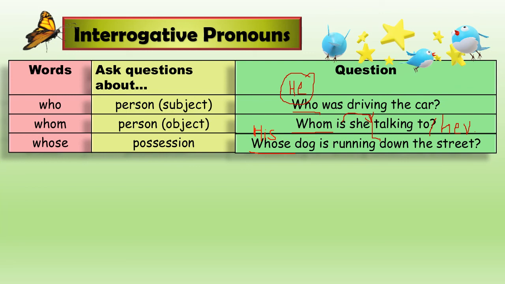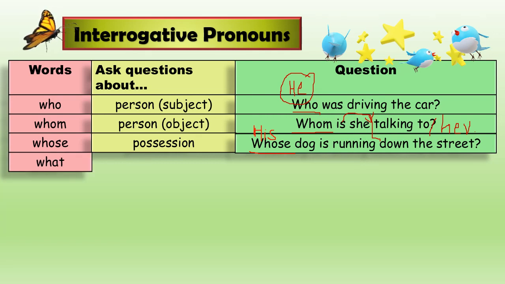Yes, children. Now, whose dog is running down the street? His dog is running down the street. And his is what? Possessive pronoun. So it is giving the answer for ownership, for possession. Is it clear, children? Now, see what is the next word?